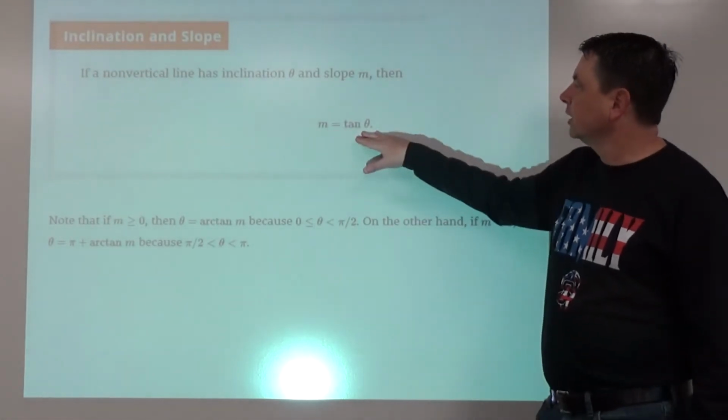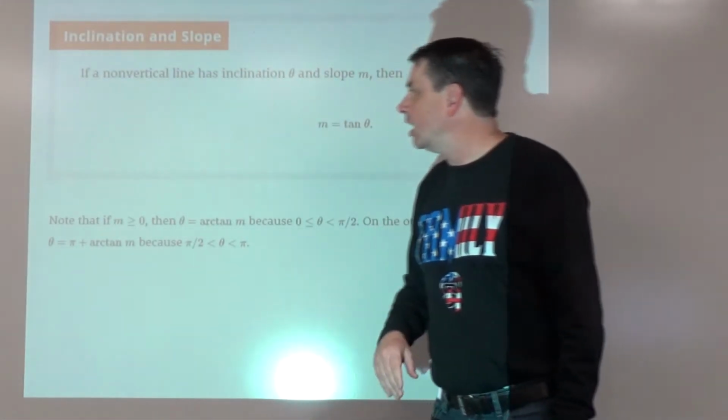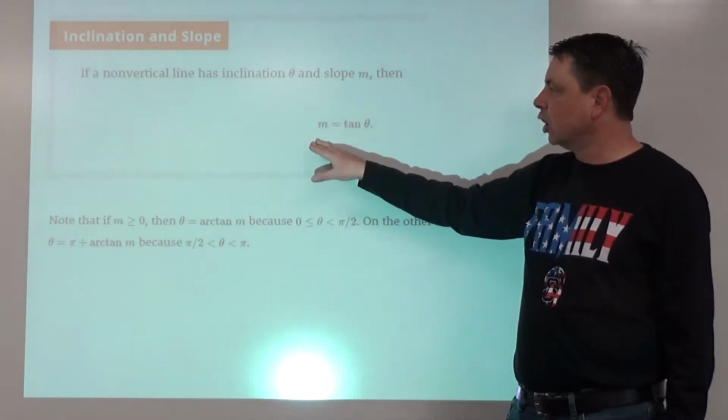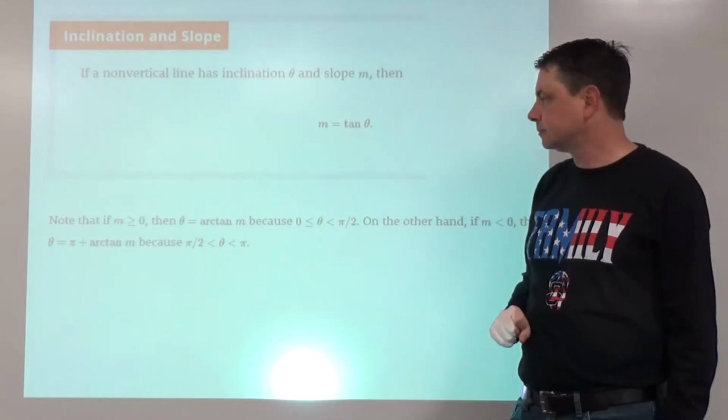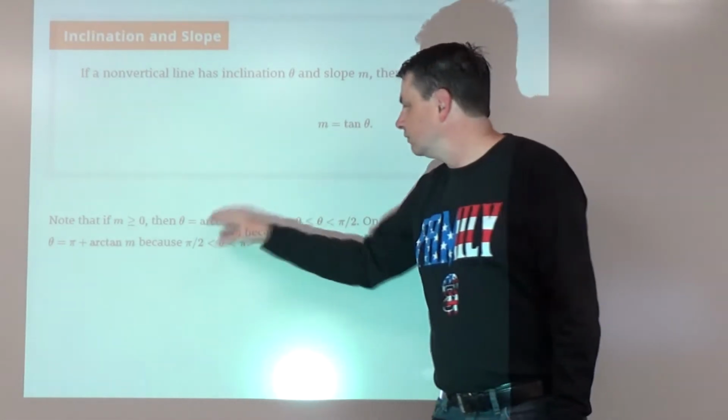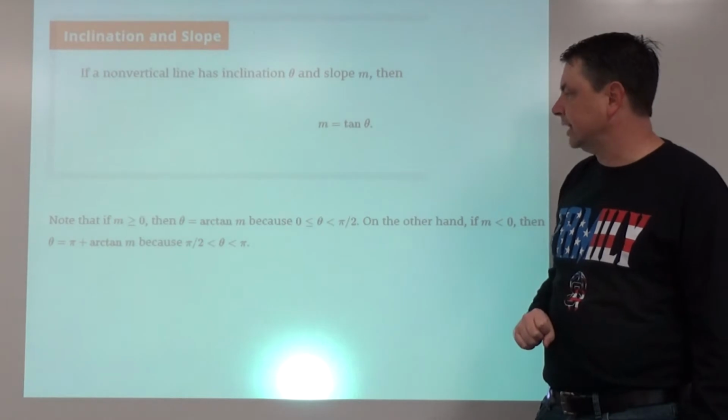So the formula, if our line is not vertical, is that the slope is the tangent of the inclination theta. So we can find that by using arctangent.